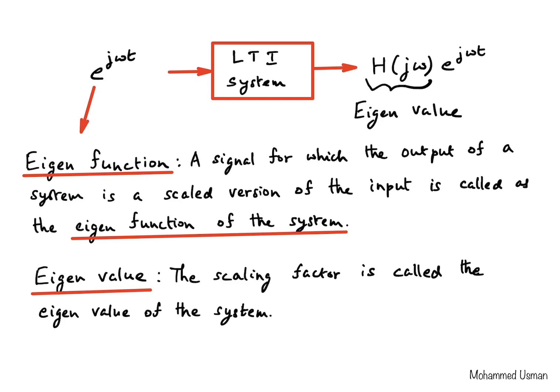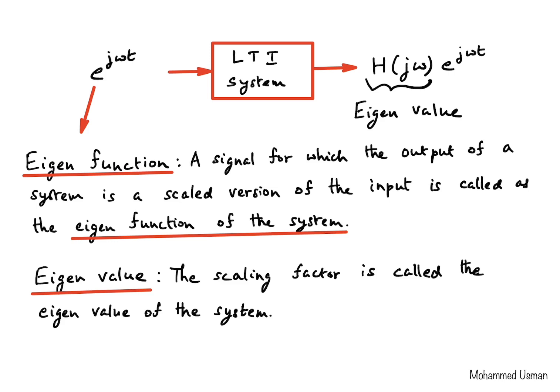The next thing that we will do is check that e power j omega t, that is the complex exponential signal, is indeed the eigenfunction for the LTI system. For that purpose we will use the concept that we have developed earlier, where in terms of the impulse response, the output of an LTI system is the convolution between the input signal and the impulse response of the system.